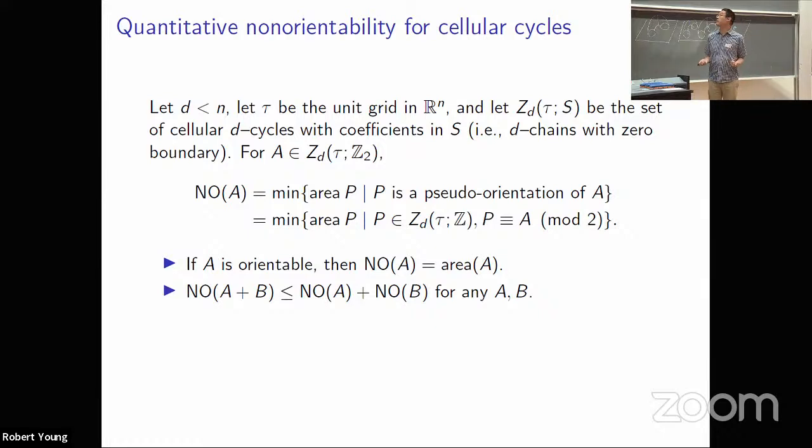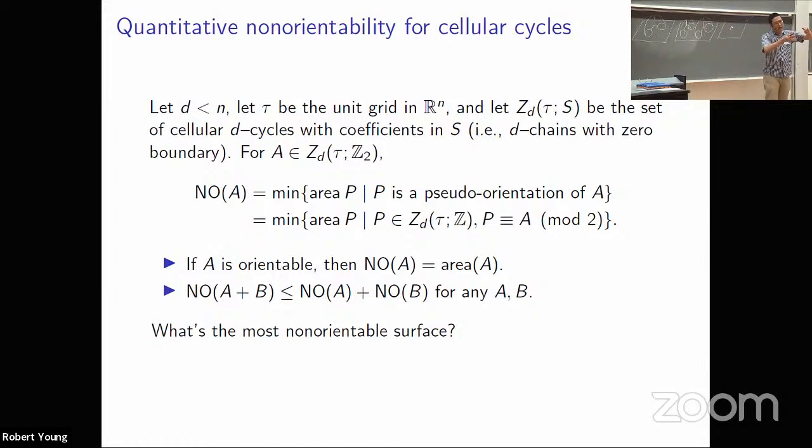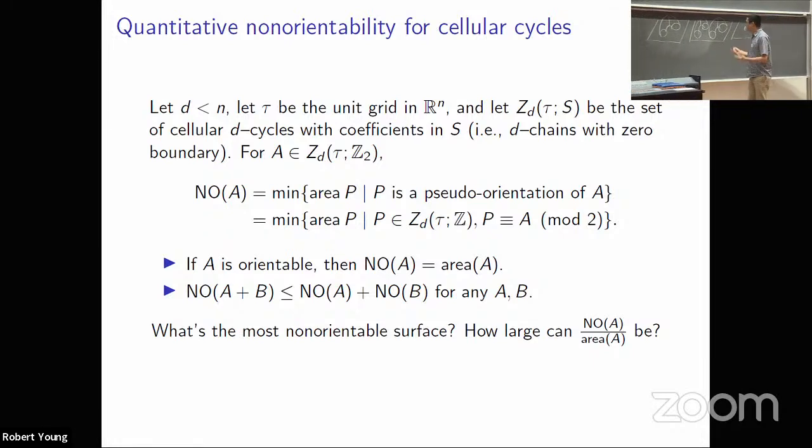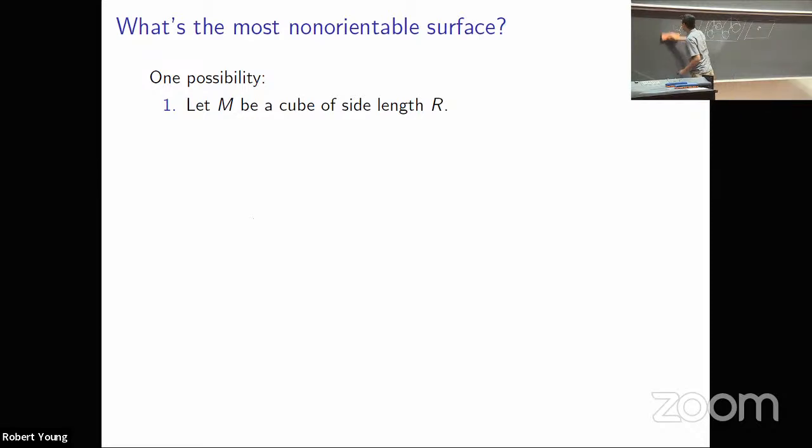And so we can ask, okay, what's the most non-orientable surface? That's not quite the right question because, if you take a surface and you scale it up, the area is going to increase and the non-orientability is going to increase at the same rate. So really what we want to know is how large can that ratio be? How much non-orientability can you produce for a given area? And so, well, let's try something. Let's try one example.